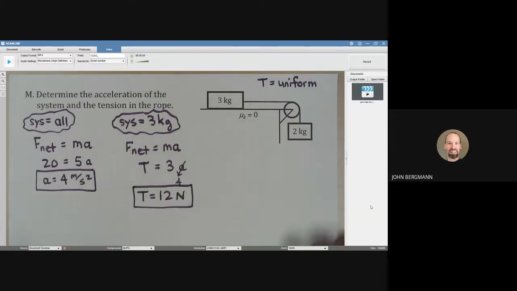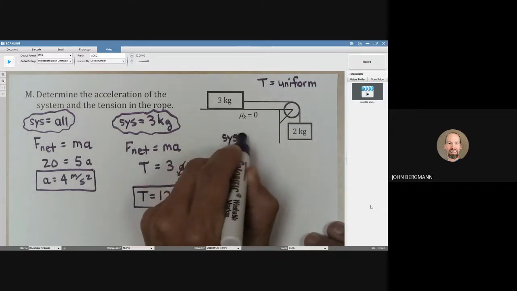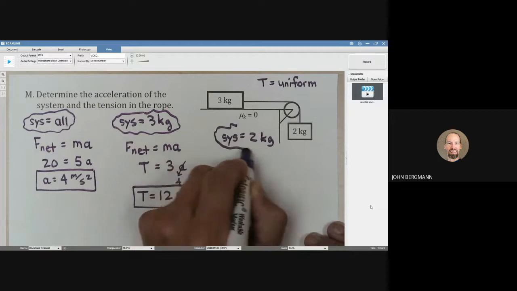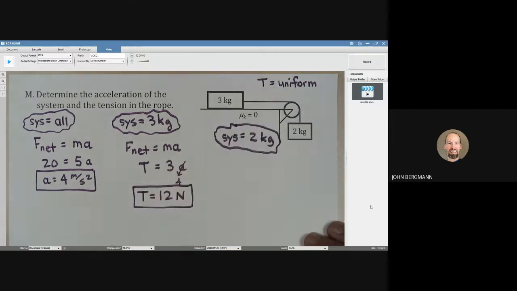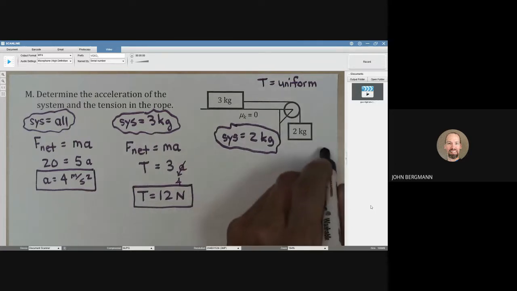You know what? We've got time. Let's suppose, instead of choosing the system as the 3 kilogram mass, suppose you had chosen the system instead to be the 2 kilogram mass. Let's say we don't know what the tension is and we're trying to find it. What would the free body diagram of that system look like? Let me draw it over here.